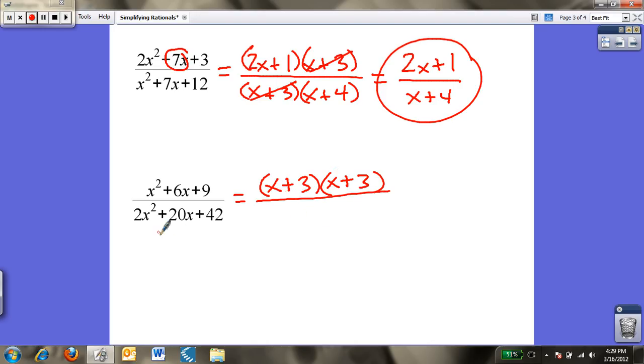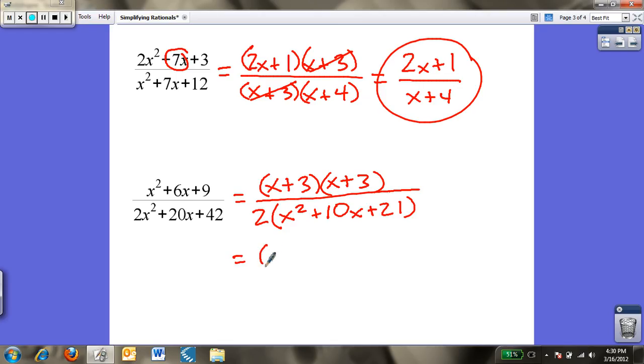Now on the bottom though, first thing I check for is a common factor, which I do see, 2. So before I do anything else, let's take that 2 out, which gives me x squared plus 10x plus 42 as leftovers. Now I can work on this part. It's not a shortcut, so I'm going to have to do this the long way.